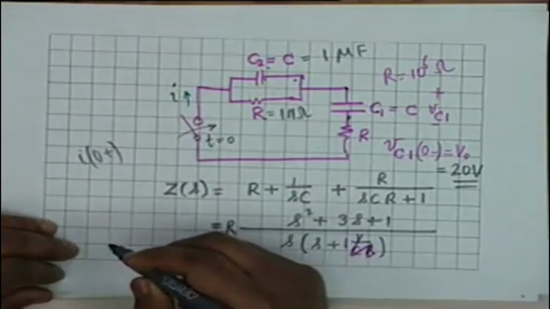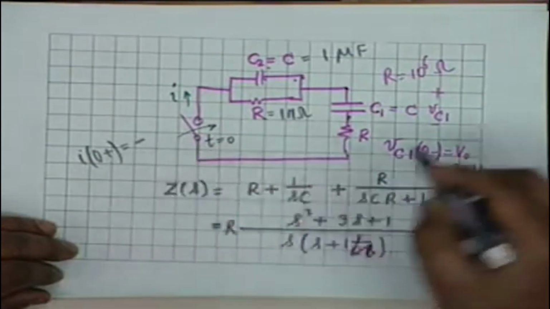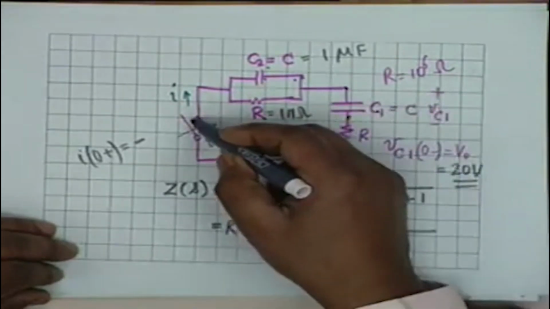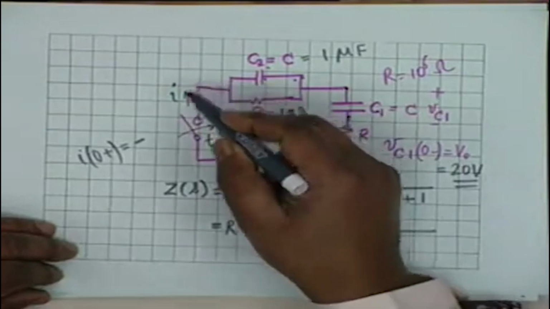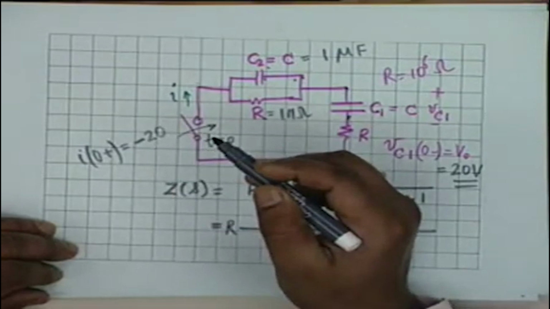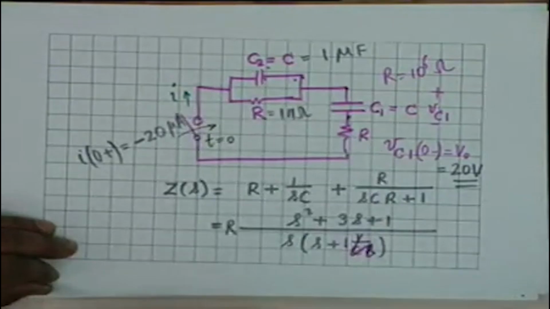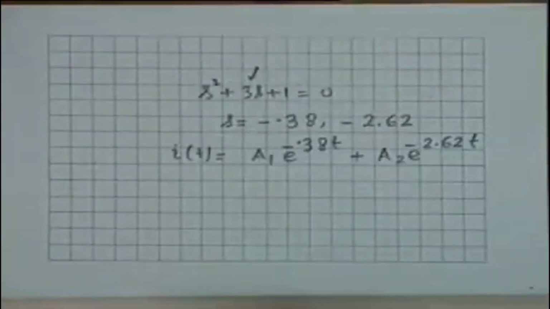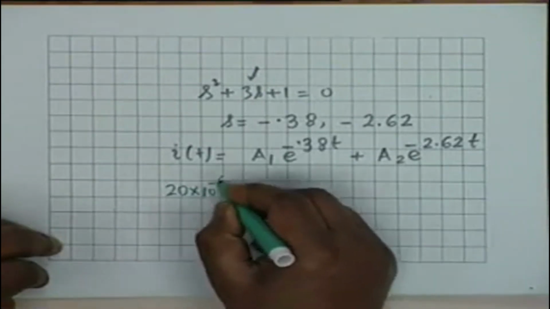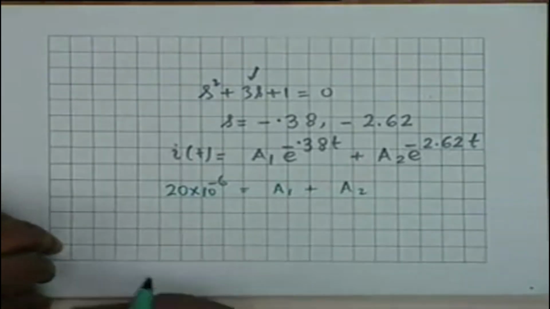And therefore I of 0 minus, I of 0 plus shall be equal to minus, you understand the minus sign? Capacitor is charged like this, so it tries to send a current in this direction, whereas I assumed in this direction. So it is minus 20 volt divided by 1 meg, which is simply 20 microamperes. Alright. So one of the conditions is that 20 times 10 to the minus 6 shall be equal to A1 plus A2. That's one condition.